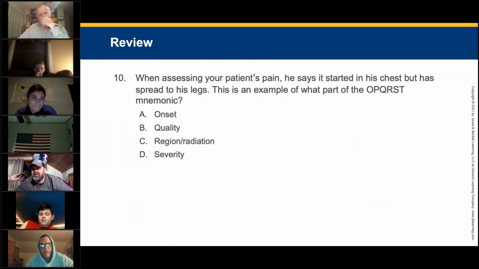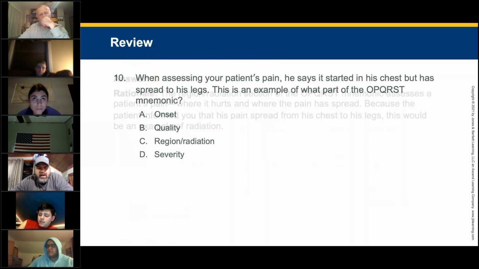When assessing your patient's pain, he says it started in his chest but has spread to his legs. This is an example of which part of the OPQRST mnemonic. Very good. C. Region or radiation.